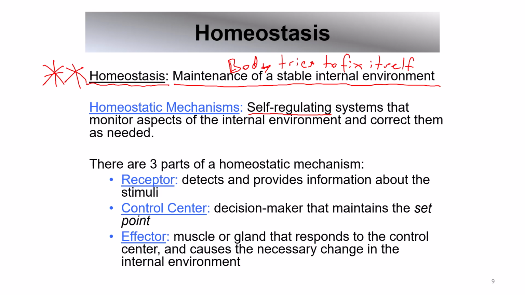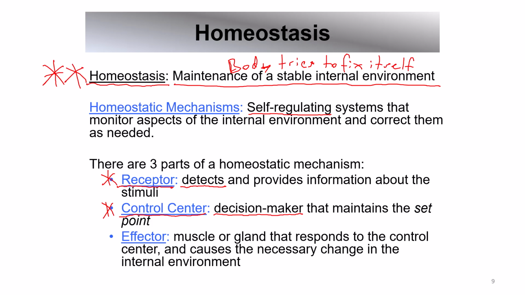Homeostasis has 3 parts. Well, first we need to detect whatever the problem is, whatever the level, the unstable levels. So here, know that the receptor could be an organ or special cells, and so these are detecting the issue. Next, the receptor sends the information to the control center. Control center is usually the brain, and it's the decision maker. It decides how to fix the problem, what to activate, so that hopefully things go back to normal.